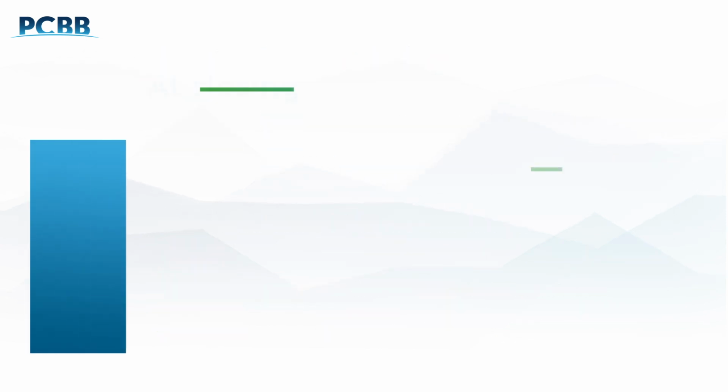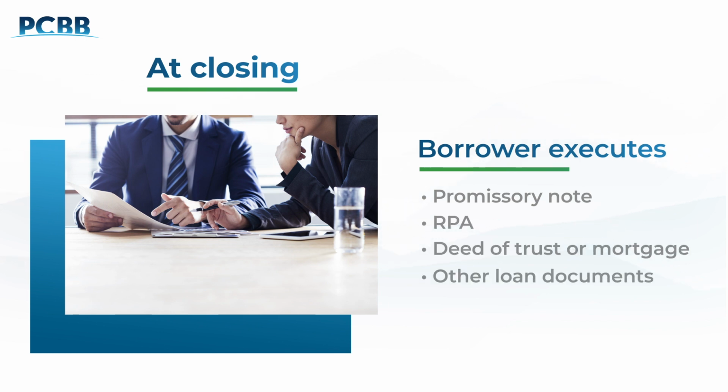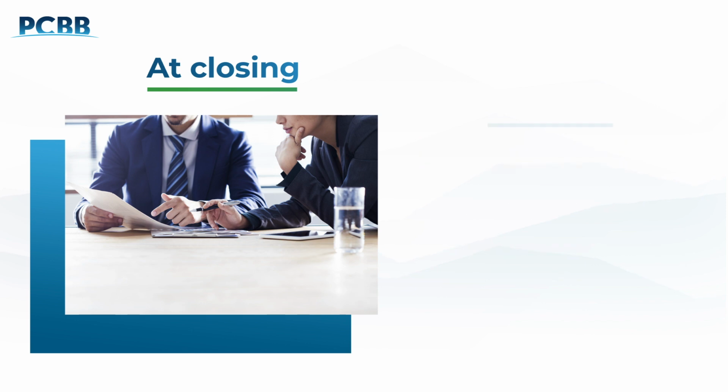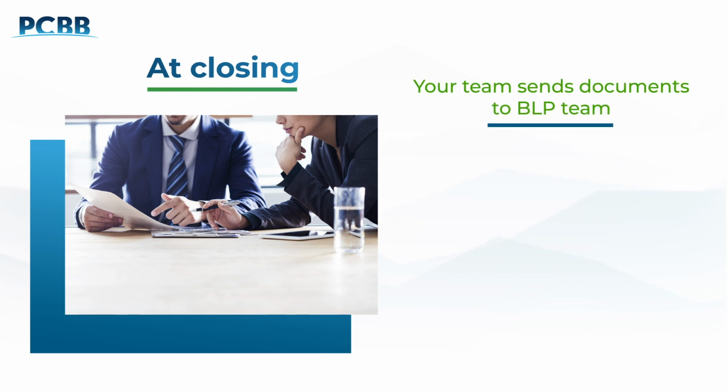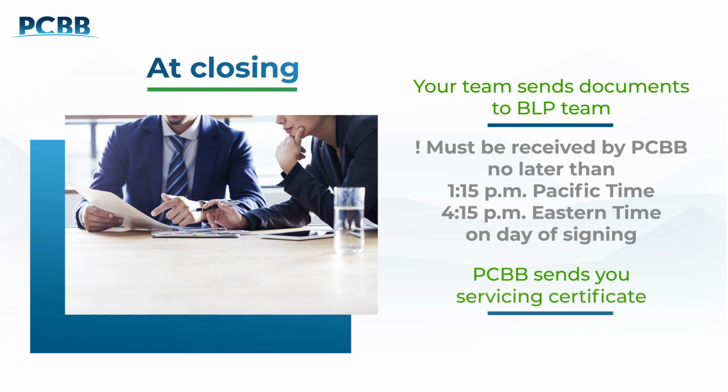During the closing appointment, your borrower will execute the promissory note, the RPA, and the deed of trust or mortgage, as well as any other relevant loan documents. Your team will email the signed documents to the BLP team at PCBB. Note that PCBB must receive the executed deed of trust or mortgage, promissory note, and RPA no later than 1:15 p.m. Pacific Time on the day of signing. You will then receive a servicing certificate from our BLP team, which should be signed and emailed back to PCBB.